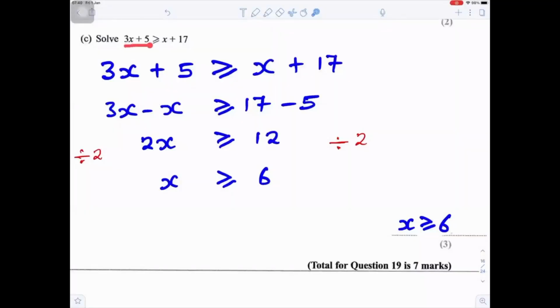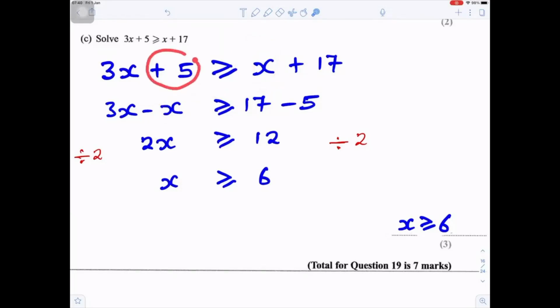Solve 3x + 5 ≥ x + 17. So we have the left side and the right hand side. The way to solve this is to put all the x on the left side and all the numbers on the right side. So we have an x on the right hand side, so plus x. We take it to the left side, it becomes a minus x.